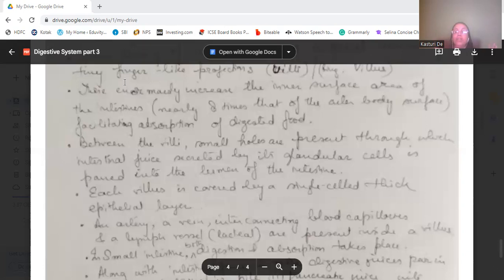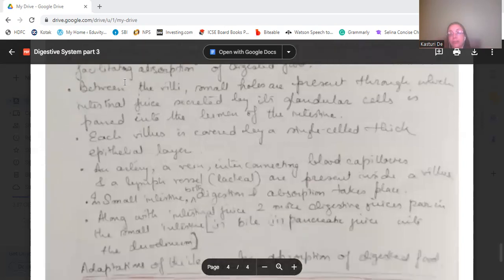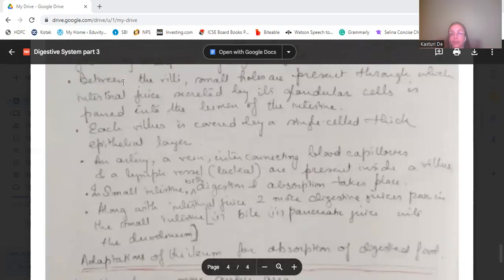Each villus is covered by a single-celled thick epithelial layer, and inside the villus there are an artery, a vein, and an interconnected blood capillary, that is, the capillary which connects the artery to the vein. There is also a lymph vessel, known as the lacteal. I'll show the villus picture in the next video.